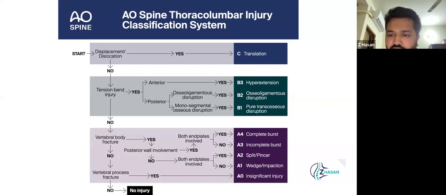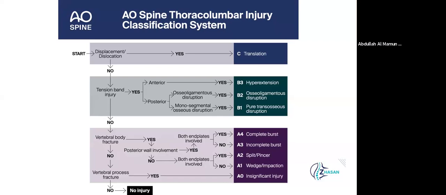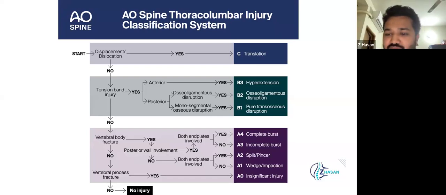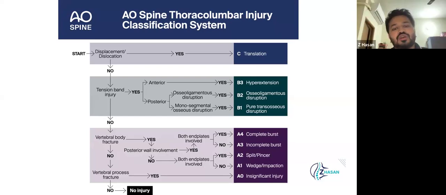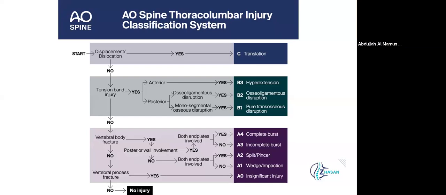Another question asked by Dr. Dostogir sir: please share the limitations of the AO spine classification. This is a very, very good question, a faculty level question, a very tricky question. Thank you very much, Dr. Dostogir, for your nice question. Mohammed, do you want to add something, do you want to answer, or shall I proceed? You go ahead, please.